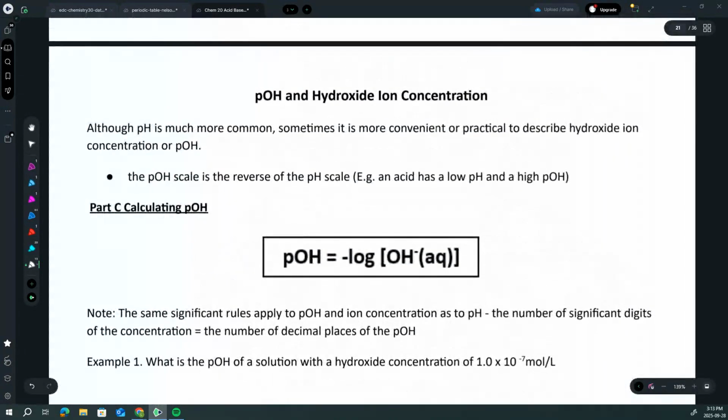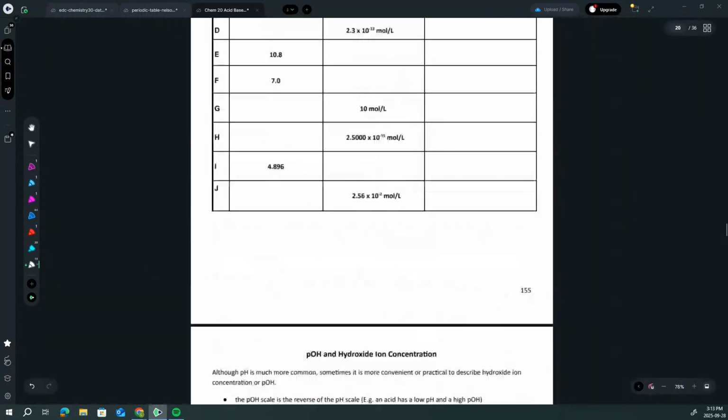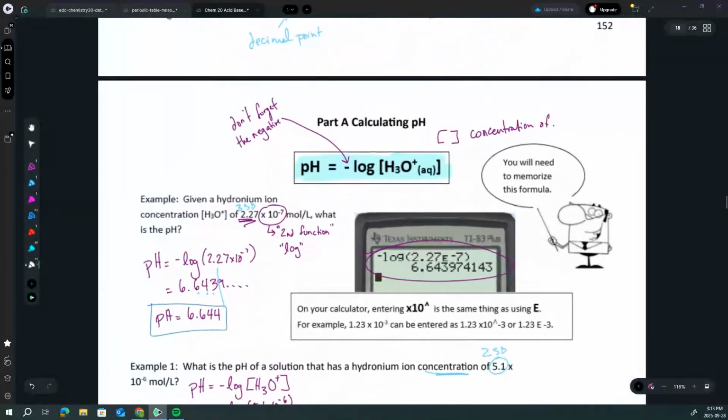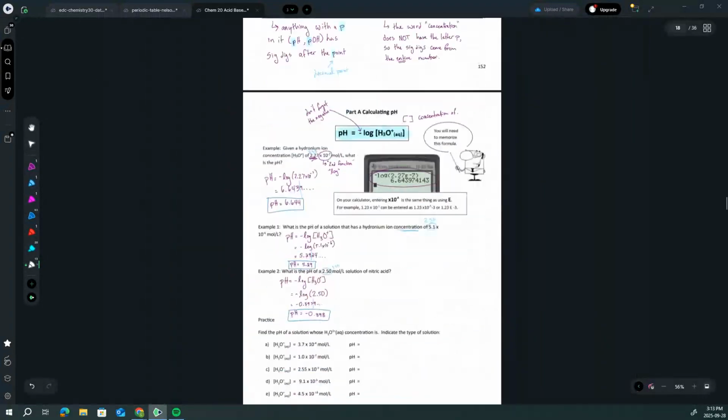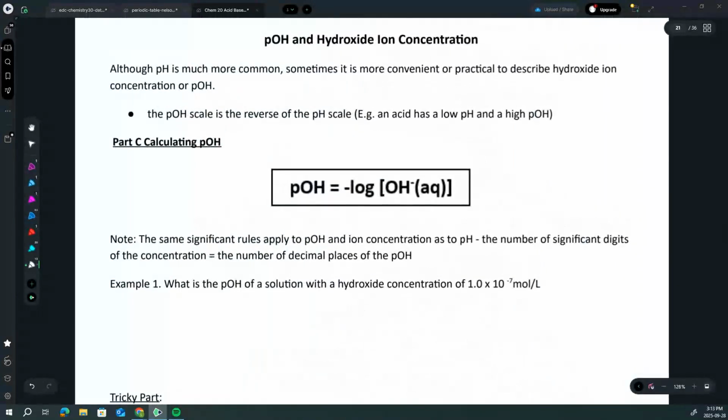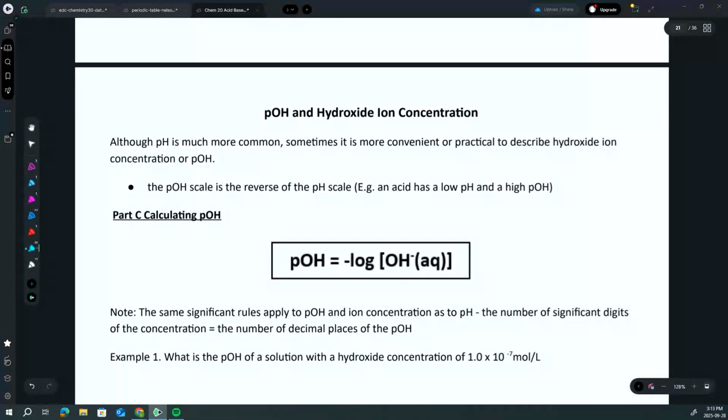Okay, so in an earlier lesson, we talked about calculating pH. The important part about calculating pH is that it is correlated with the concentration of hydronium ions. However, pOH is correlated to the concentration of hydroxide ions. So that's an important note to make sure that you remember here.